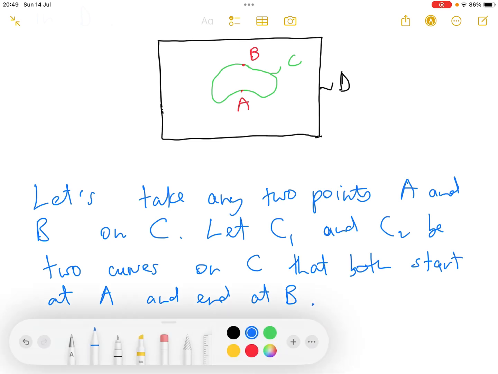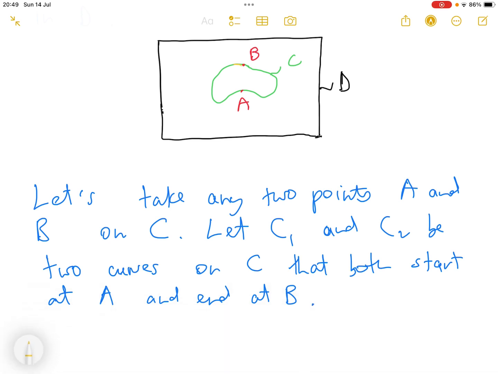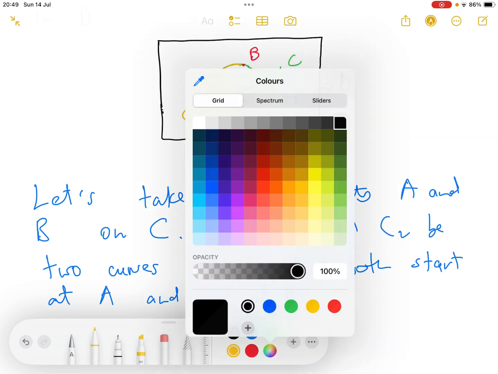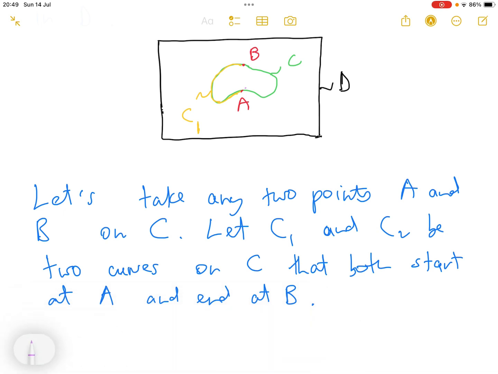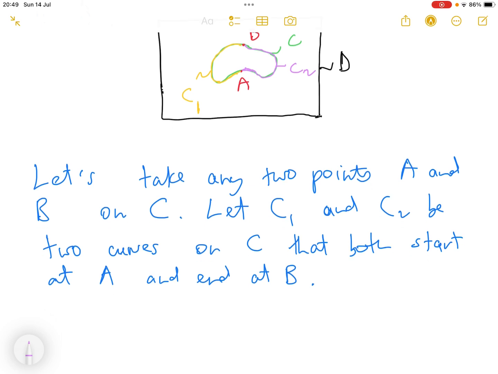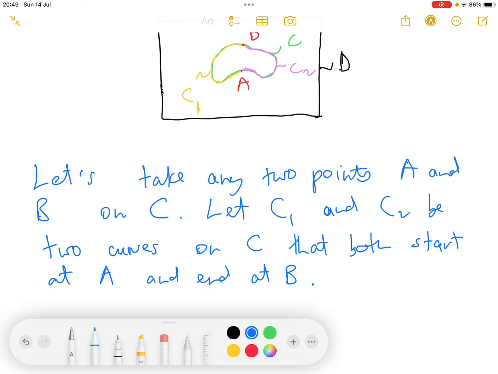All right, so now let this be C1 here, this yellow curve on C. It starts at A, ends at B. This is C1. And also we have C2. It also starts at A and ends at B. This purple curve here is C2. So that's our two curves on C.